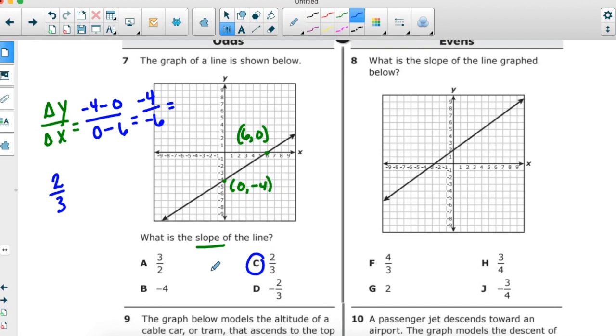If you did rise over run, well, first you could see that this is a positive slope. And then from this point to this point, I'm going to rise, and you count how far is it to go up. 1, 2, 3, 4 spaces. So the rise is 4 over, and then you count what the run is. 1, 2, 3, 4, 5, 6 spaces. So you just simplify that and you get the same answer.